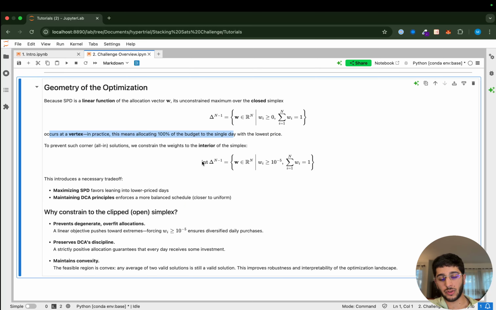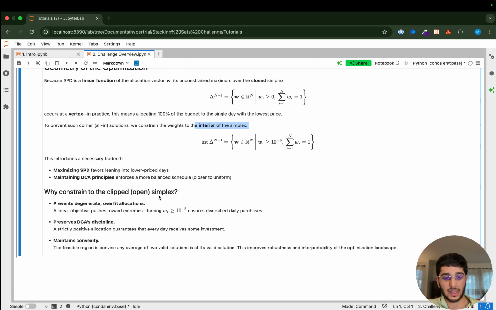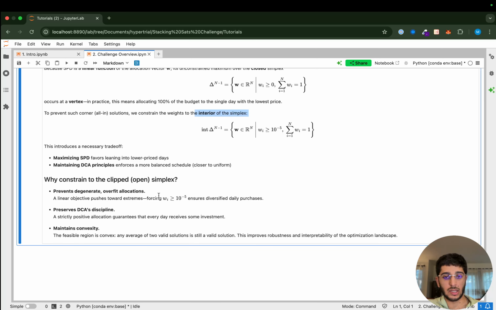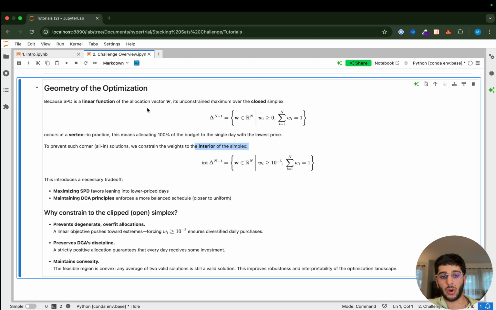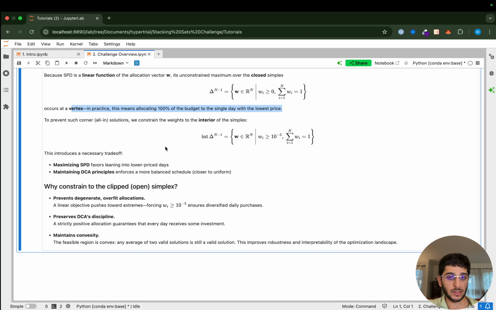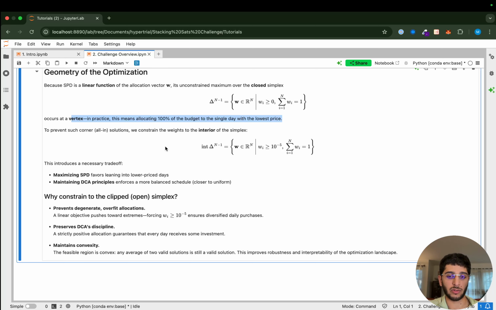If we didn't restrict ourselves to the interior of the simplex, namely saying that the weights must be strictly positive, and in fact greater than a certain positive threshold, then the solution is to go all out and buy all your Bitcoin on the day with the lowest price. And that's the problem of perfectly timing the market. So this is one reason that we do this. This is the formal explanation of why we do this.